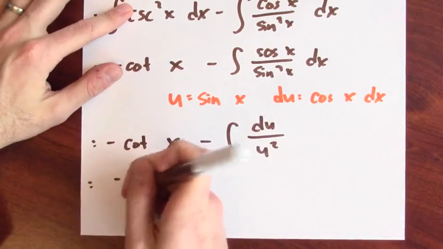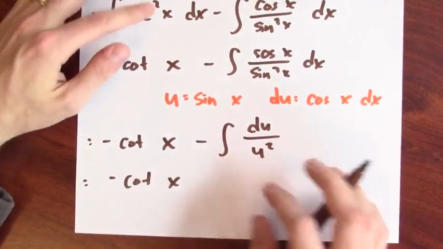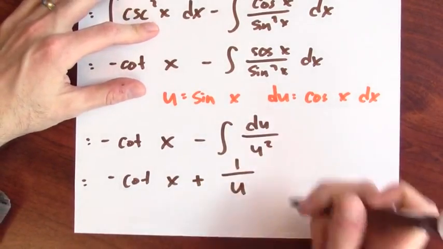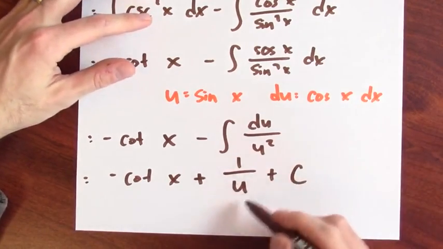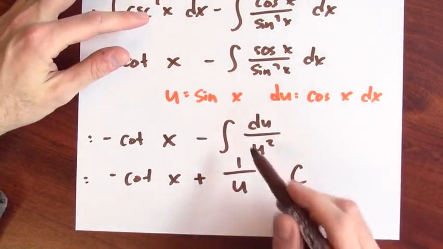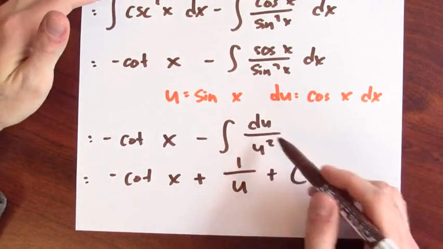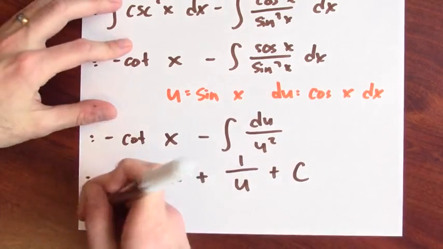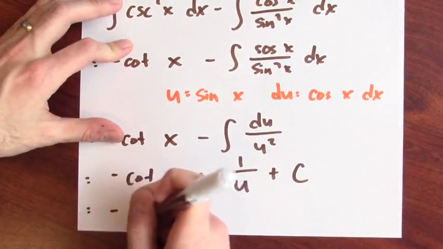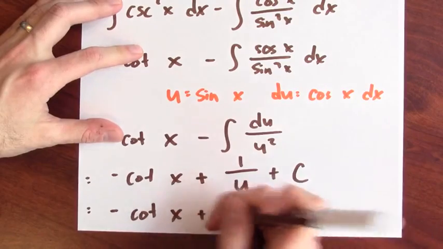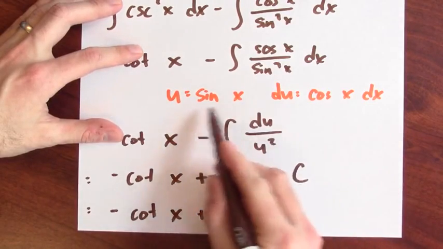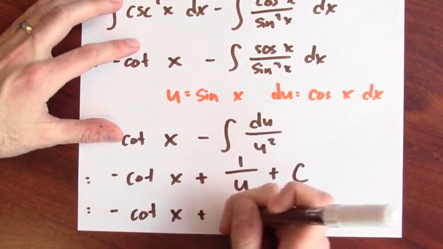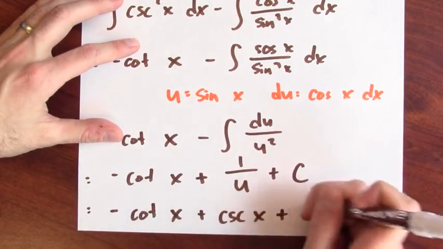And I just have to think, how do I antidifferentiate u to the negative second power? Well, that is, by the power rule, negative 1 over u, plus c. Right? If I differentiate negative 1 over u, that gives me 1 over u squared. Okay, but I don't want my answer to be in terms of u, I want my answer to be in terms of x. So this is negative cotangent x plus, what's 1 over u? Well, that's 1 over sine x, which if I wanted to, I could write as cosecant x, plus c.